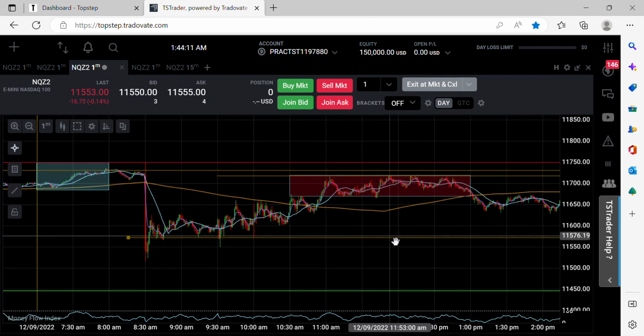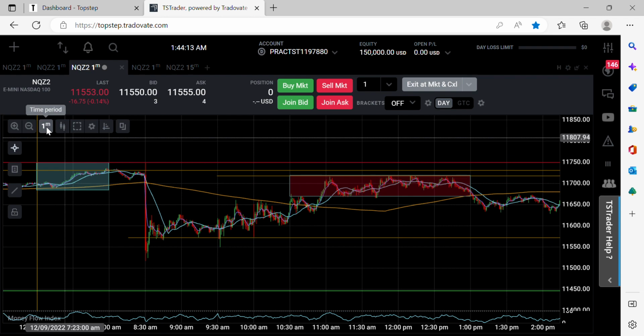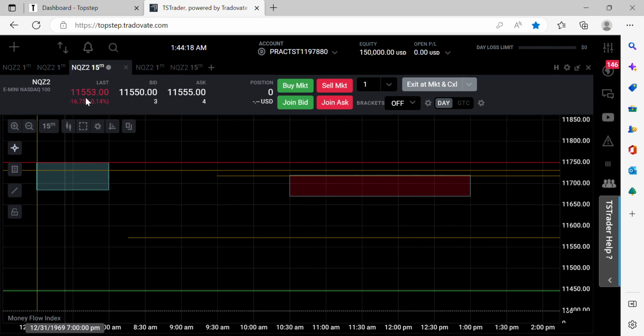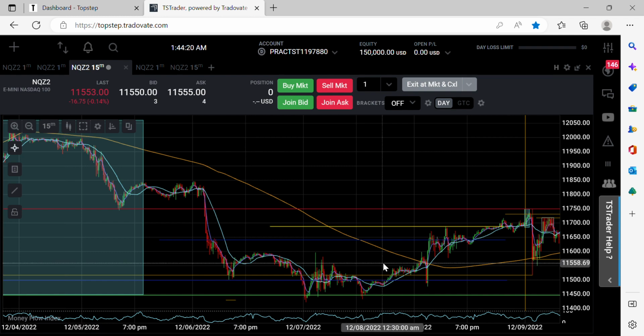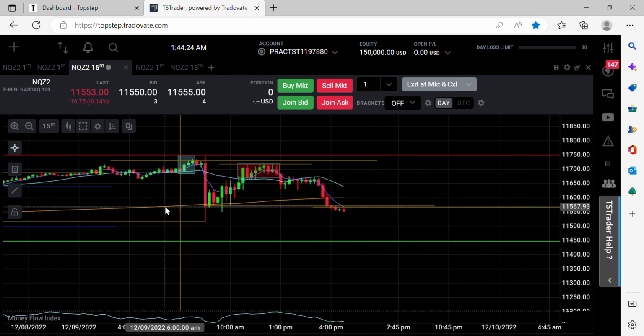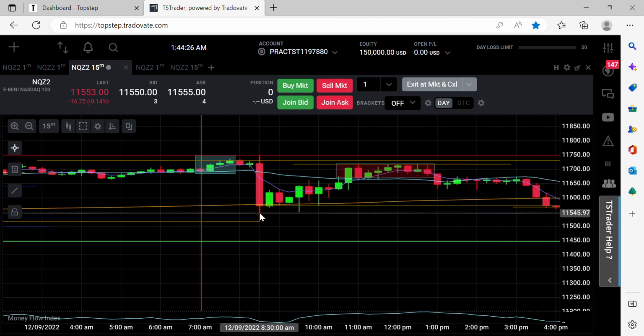Let's analyze the day more. I like to trade the 15-minute and I like the 1-minute for my entries. So let's look at the 15. So on the 15, we get this.